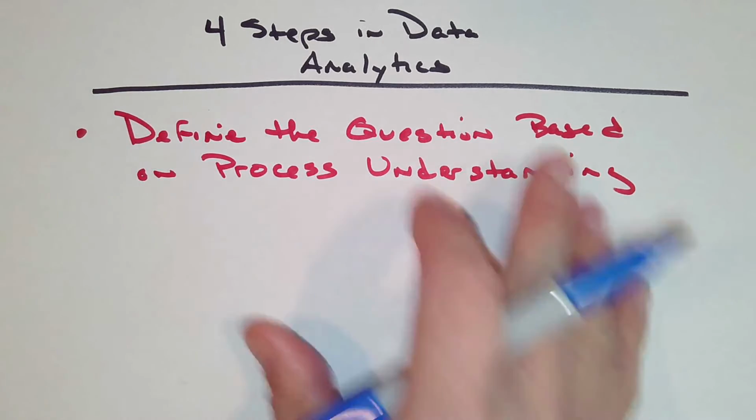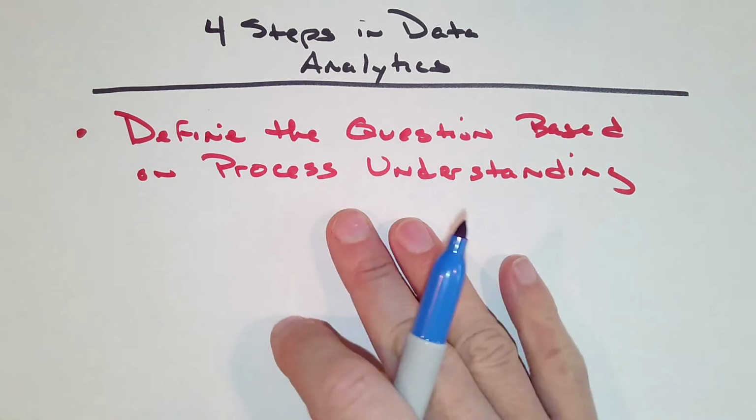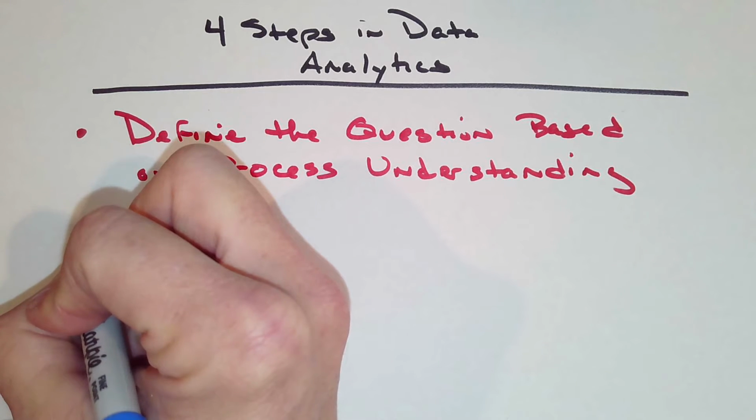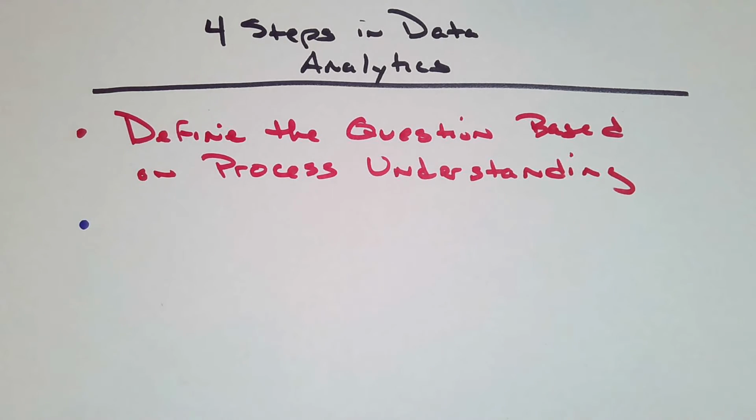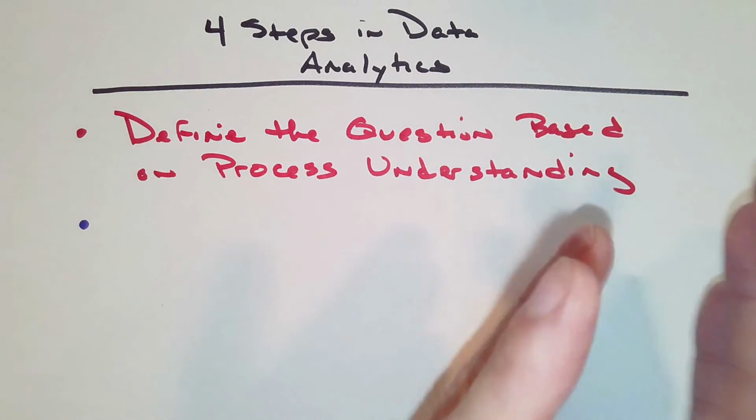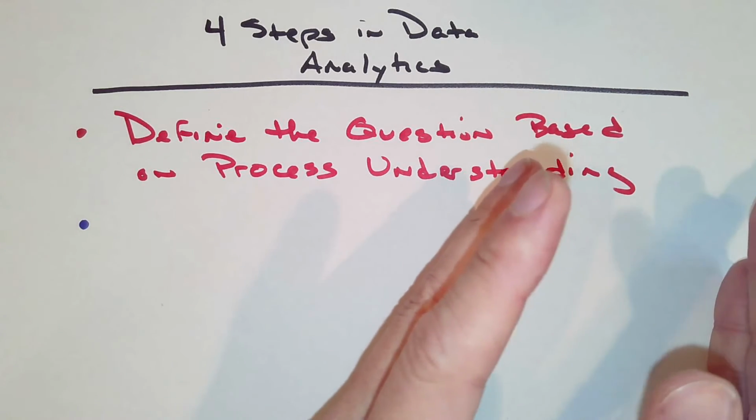The second step is, now that we've identified what this question is based on the process, what data do we need? What data do we need that's coming out of the process? And also, what data do we have? So there's needs versus what we've actually got.